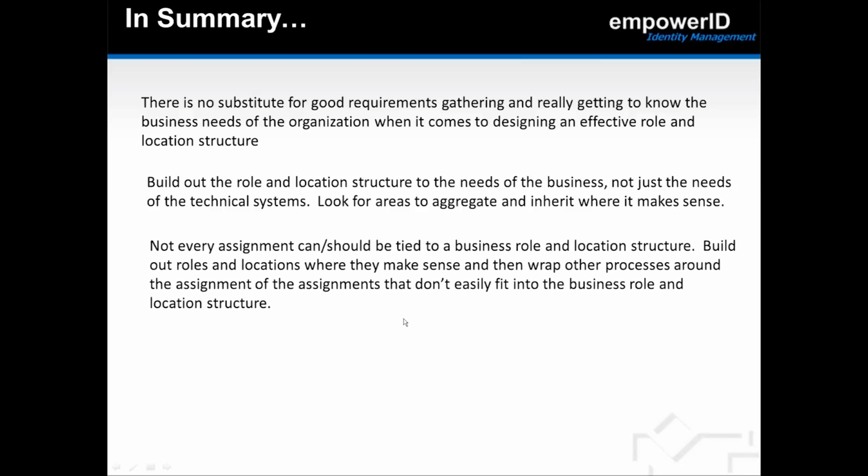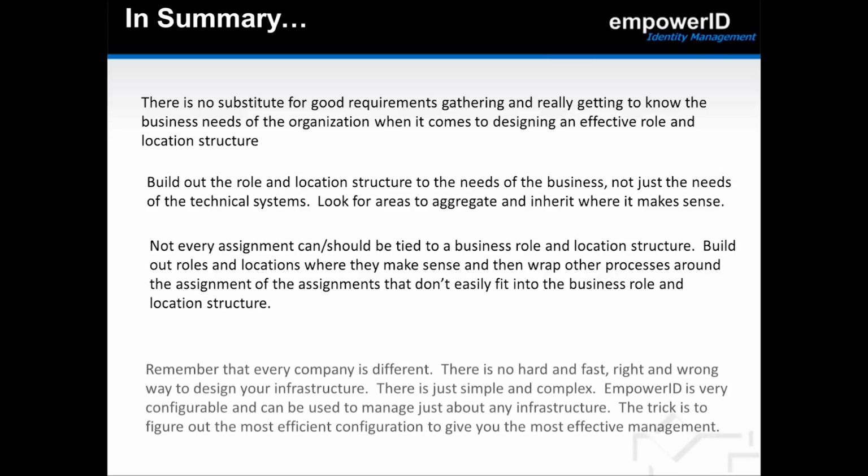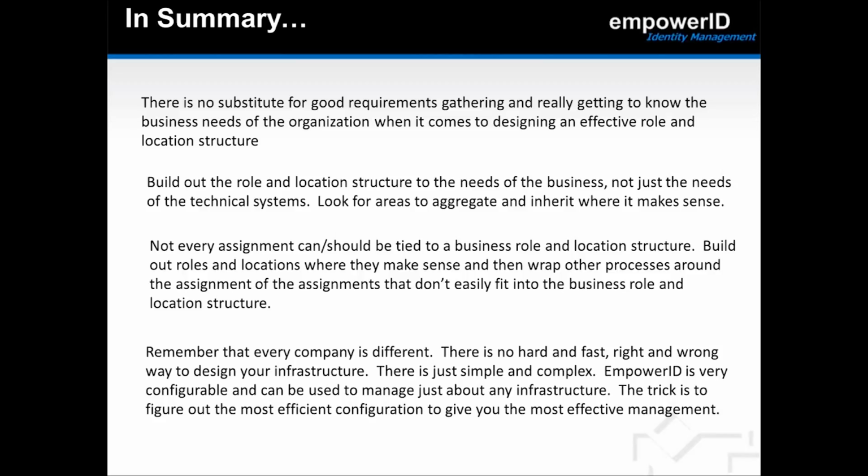Remember, not every assignment can or maybe should be tied to a business role and location structure. So build out your roles and locations where they make sense. Then wrap other processes around the assignment of the assignments that don't easily fit into the business role and location structure. And finally, remember every company is different. There's no hard and fast, right and wrong way to design your infrastructure. It's just simple and complex. We're very configurable and we can be used to manage just about any infrastructure that you can think of. So the trick is to figure out the most efficient configuration to give you the most effective management of your resources.